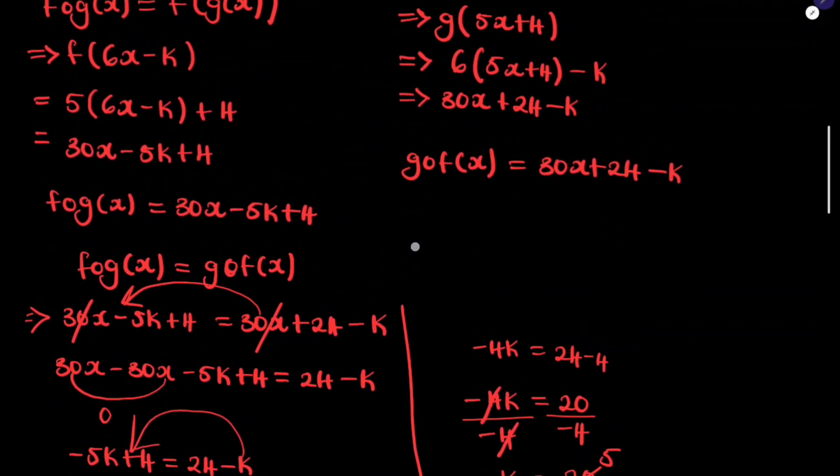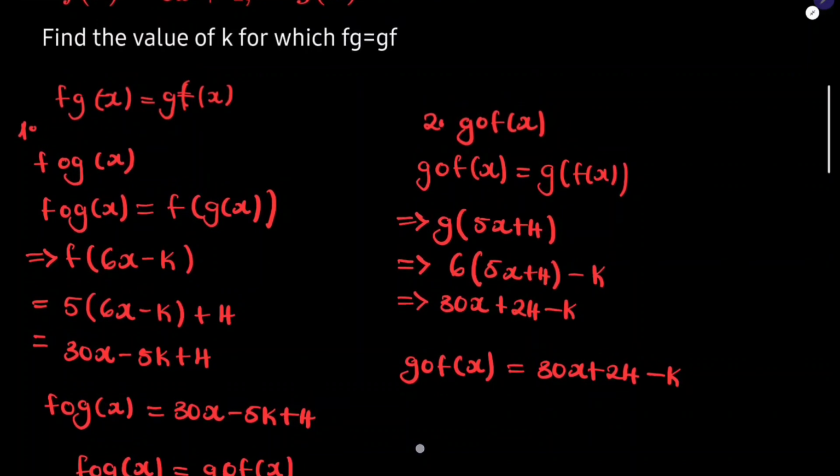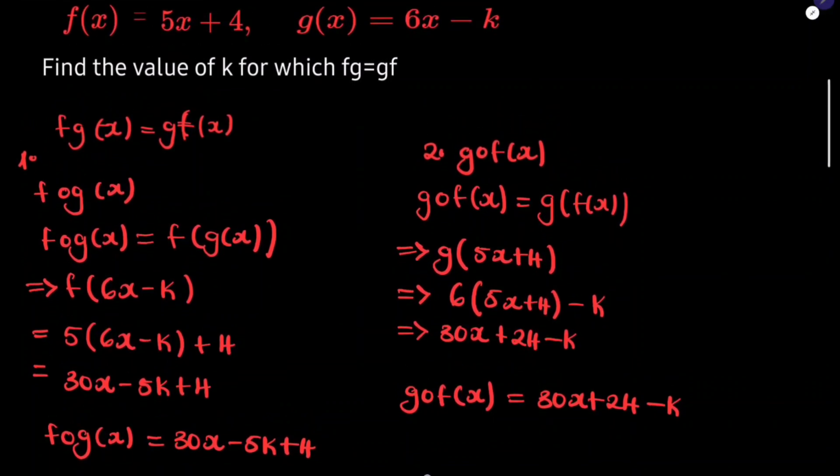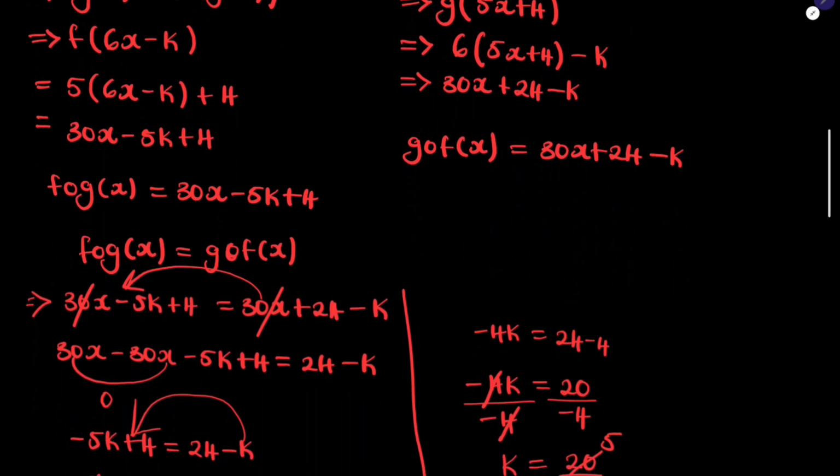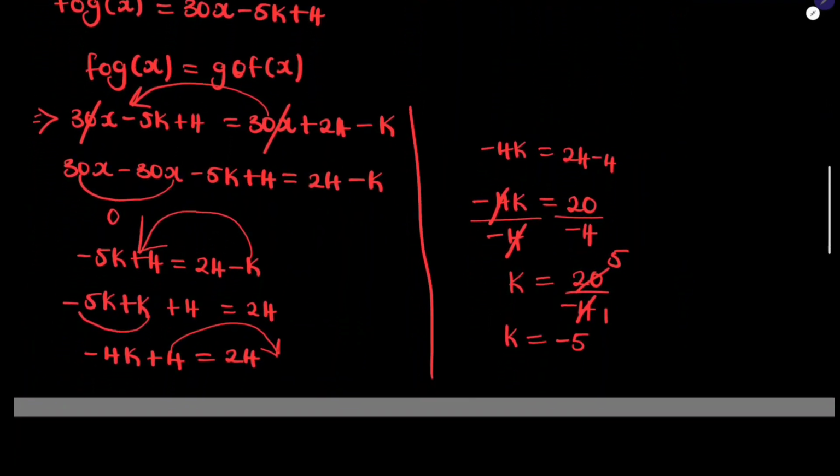And that is it. Remember in this question they told us that f of g of x is equal to g of f of x. So we had to find f of g of x, we had to find g of f of x, and when we equate them, we could find the value of k, which we found is equal to minus 5. So that is how we solve this question.